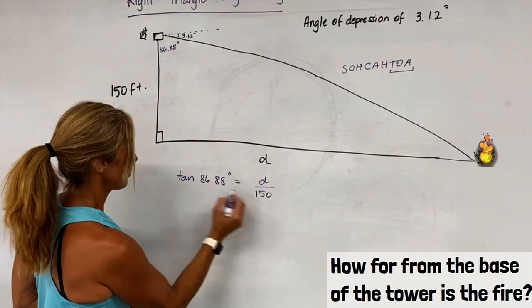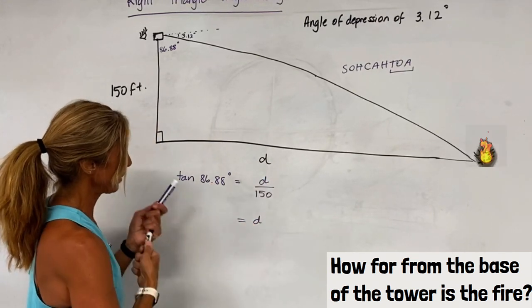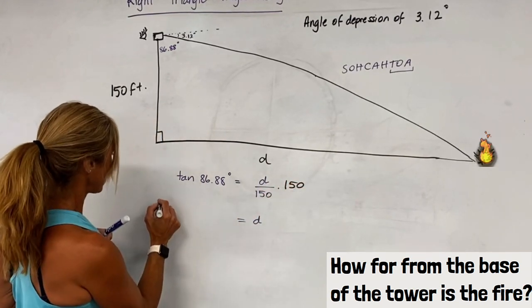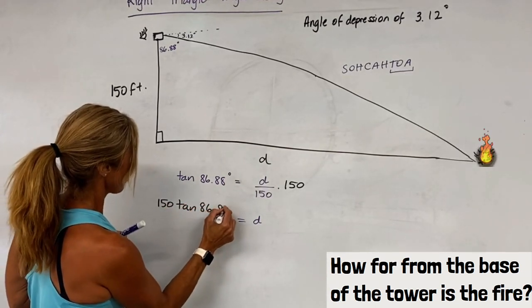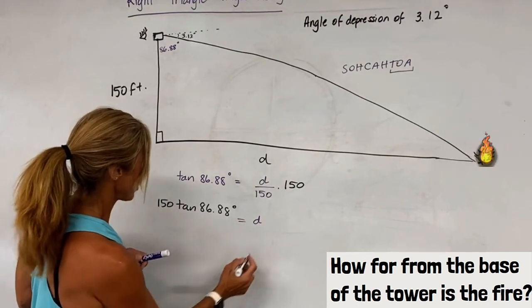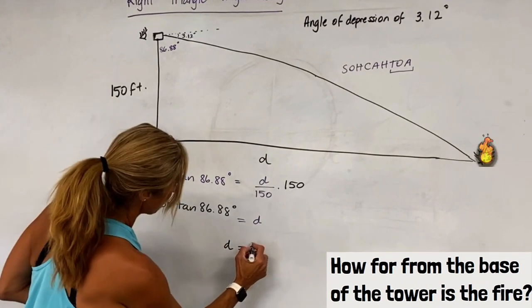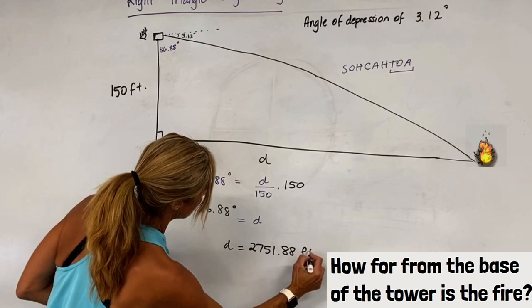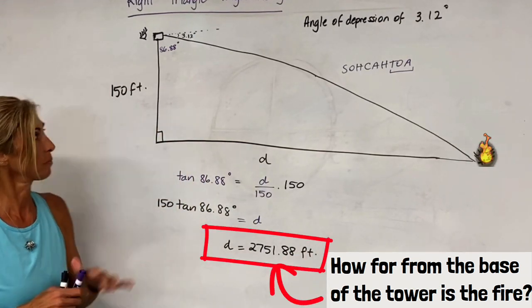Simple algebra here. If I want to isolate D, we're going to multiply by 150. So the final answer will be 150 tangent of 86.88 degrees. Let's pull up our calculators to see what that equals. And that gives us a measurement of 2751.88 feet. And you need to ask yourself, does that seem reasonable?